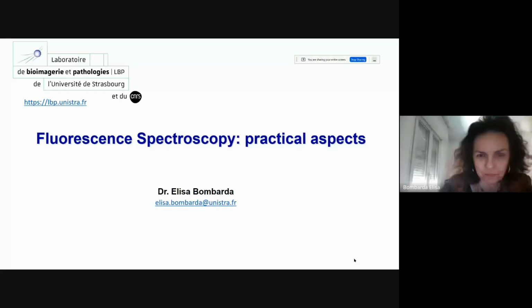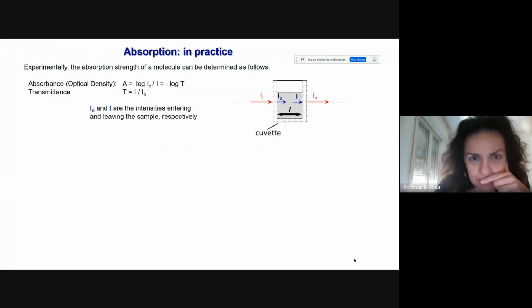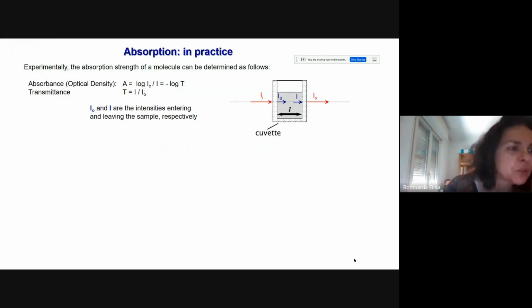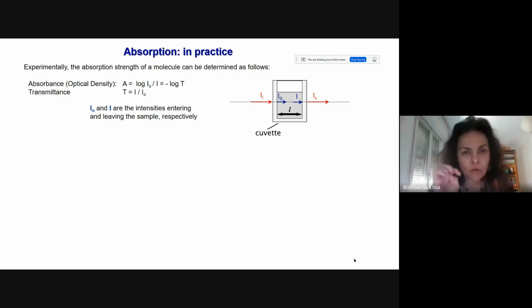So, fluorescence, practical aspects. Of course, we have to start with absorption because, as we know, there is no fluorescence without absorption. And absorption has also some value in itself. So there are many experiments that can be done by exploiting the absorption signal.